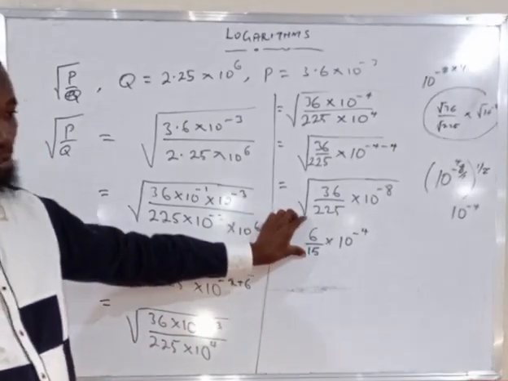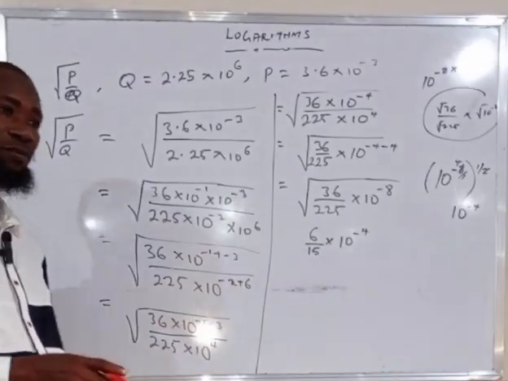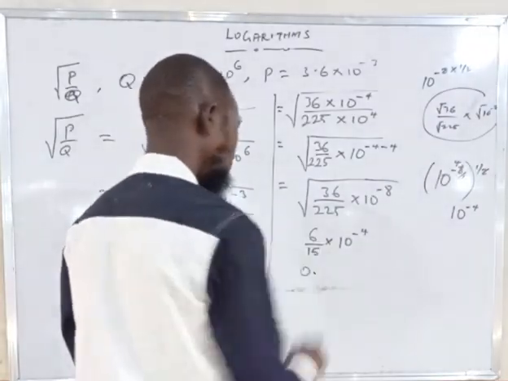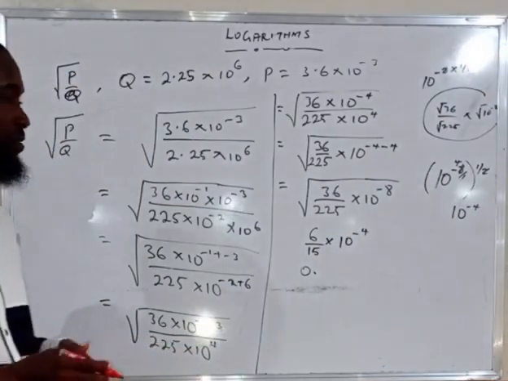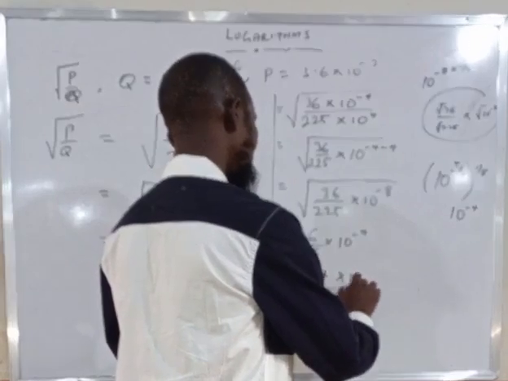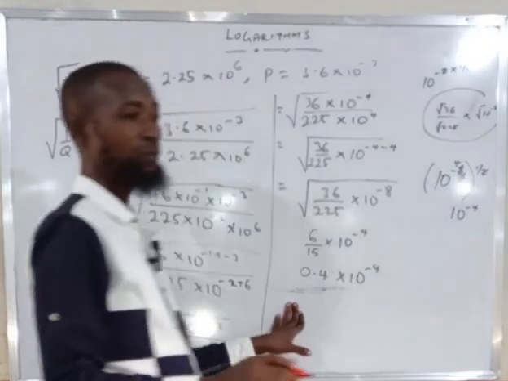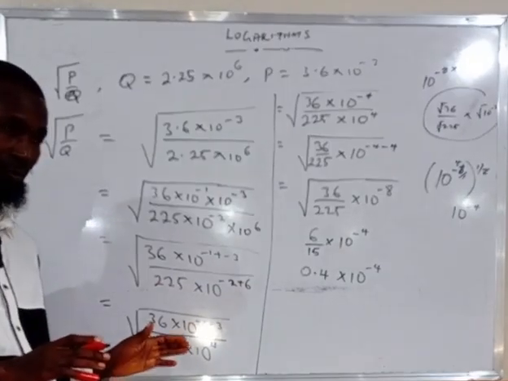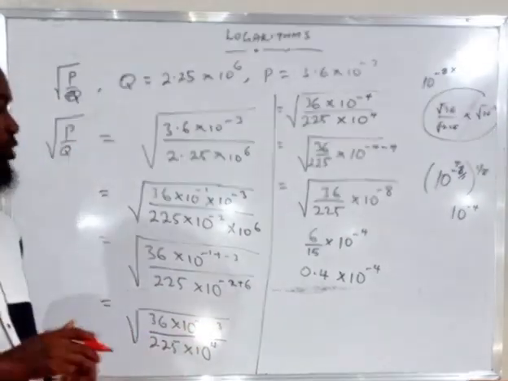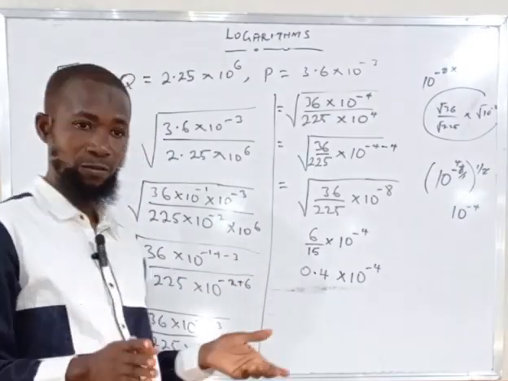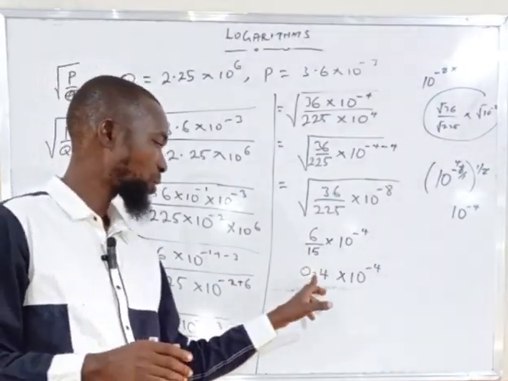For this to be in full standard form, do this division. What is 6 over 15? Punch your calculator for me. That gives 0.4. Now we have 0.4 times 10 raised to the power minus 4. Are you with me? Can you see this? And I also want to tell you one thing. When I taught you standard form, where is the normal position of the decimal point?